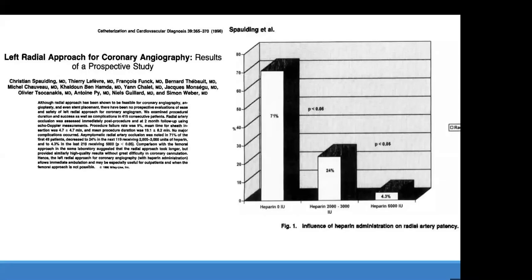And this is the study from Mayo Clinic that I showed, where you can see that giving 0 heparin, the rate of occlusion was 77%. They reduced it to 4.5% when you give 5,000 of intra-arterial heparin.